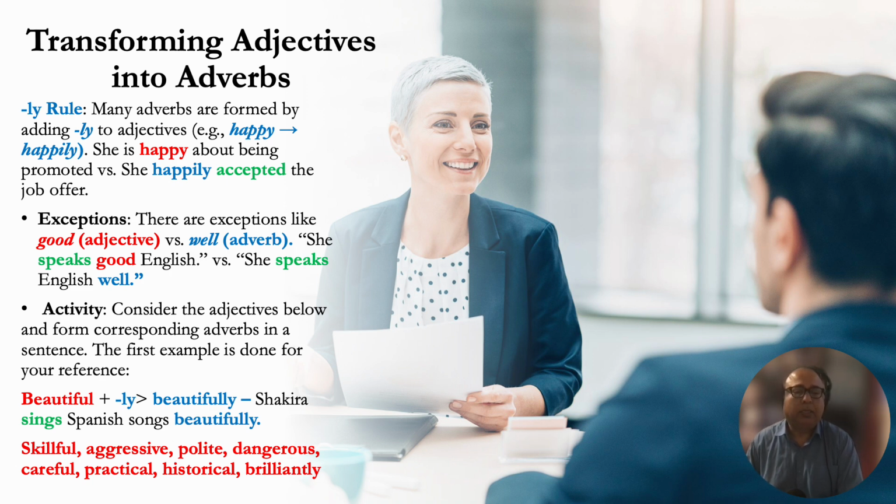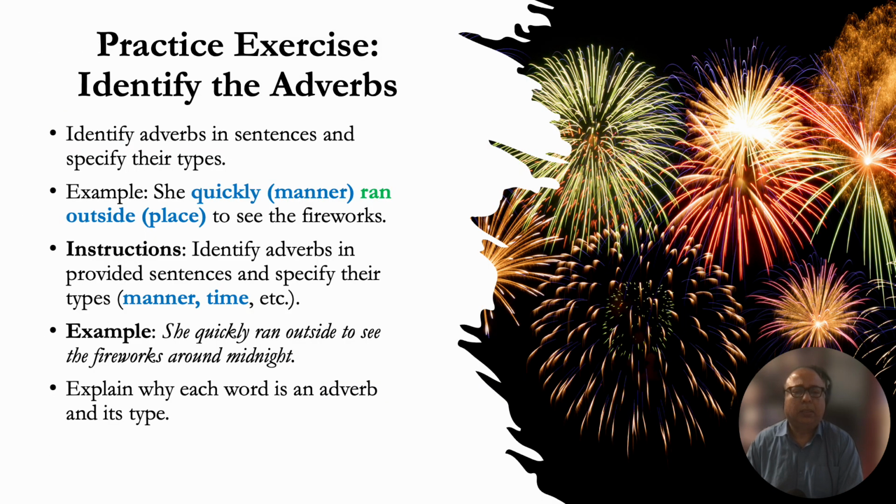Okay? Now, can you do the exercise below? I've given you one example. Beautiful is an adjective, and I added the -ly suffix, made it beautifully, and I've given you a sentence. Shakira sings Spanish songs beautifully. Now, can you do the exercise? Look at all of the adjectives: skillful, aggressive, polite. Transform them into adverbs and then write a sentence for each one of them using the adverbs. You can just consider the example that I've given you to understand how to write a sentence with adverbs. All right?